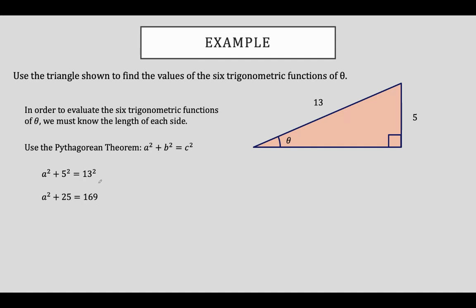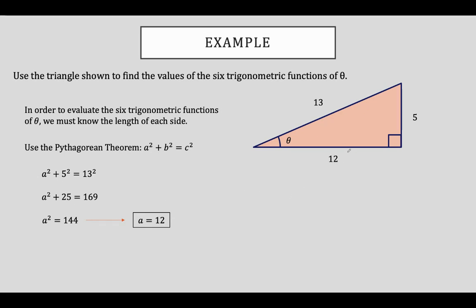That gives me a squared plus 25 is equal to 169. I subtract 25 from both sides, giving me a squared is equal to 144. Take the square root of both sides of the equation, leaving us with a is equal to 12. Okay, now notice I don't have to worry about a plus or minus here because we are trying to find a distance. The length of this side of the triangle is a distance. It is always going to be positive. A is equal to 12.